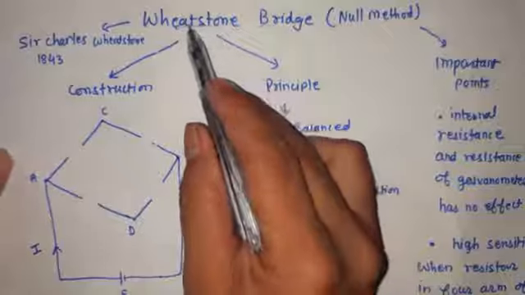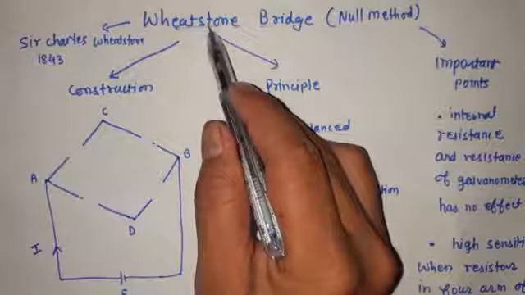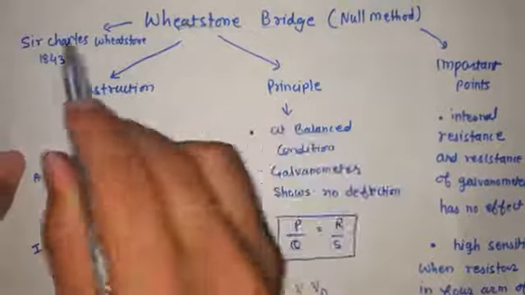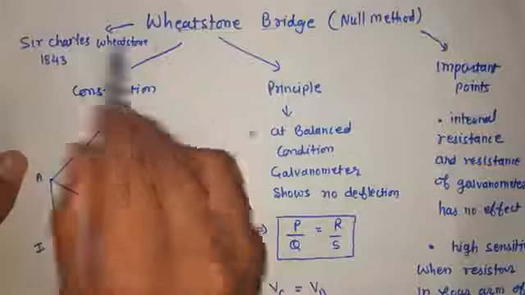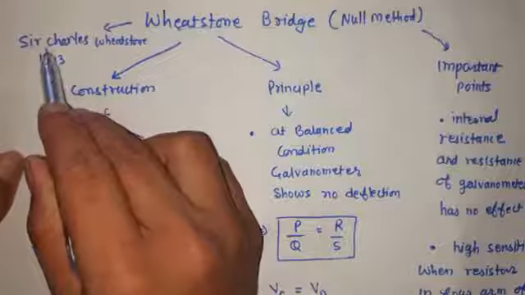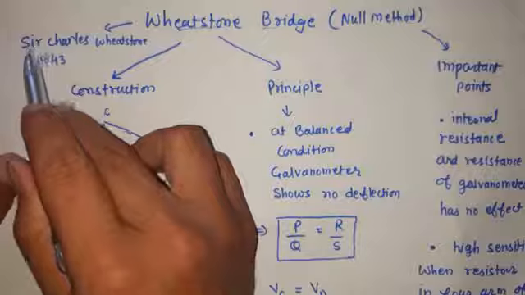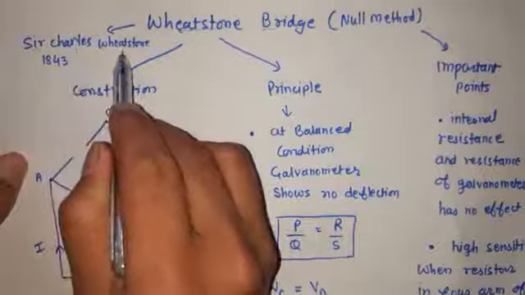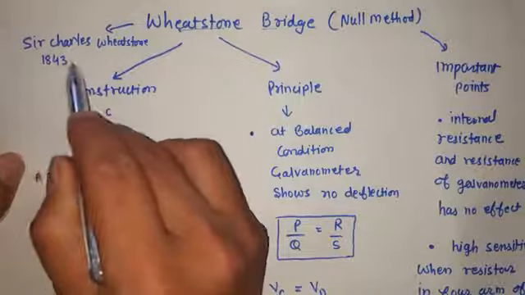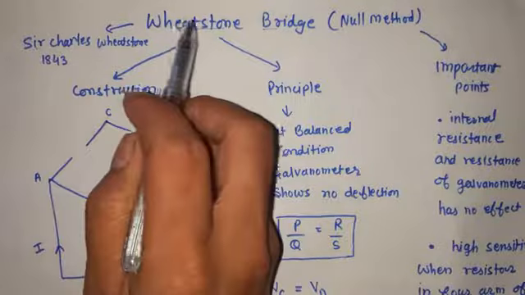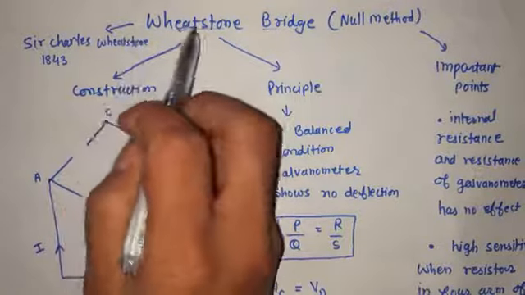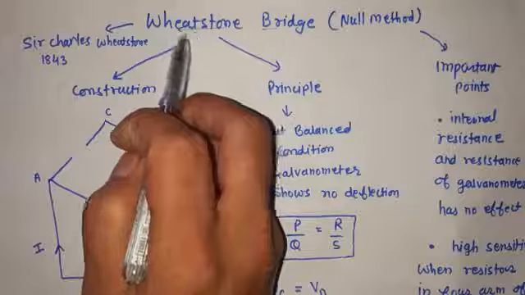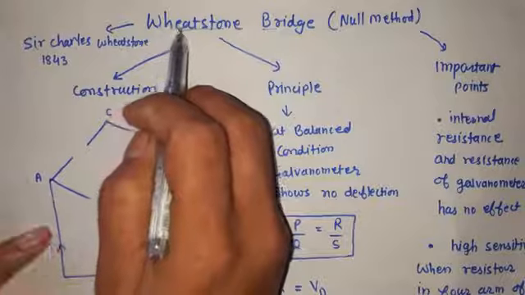First, why is it named Wheatstone bridge? Actually, it is named after the scientist, Sir Charles Wheatstone, who popularized this in 1843, and therefore it is known by his name.